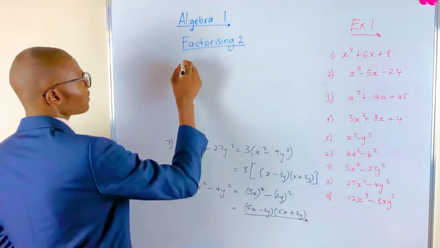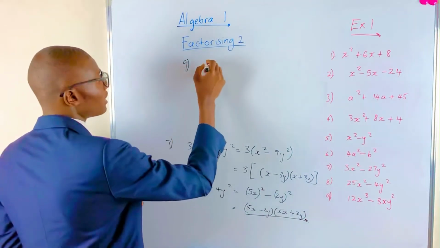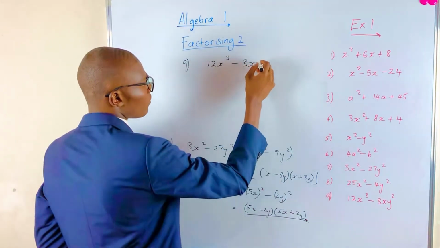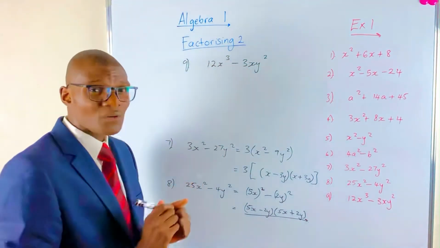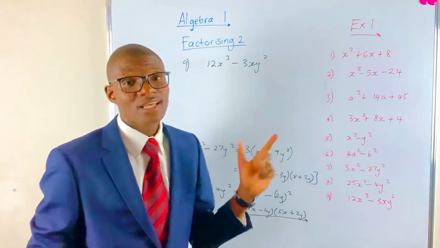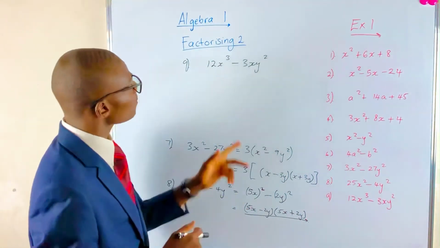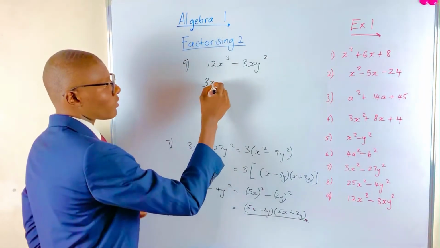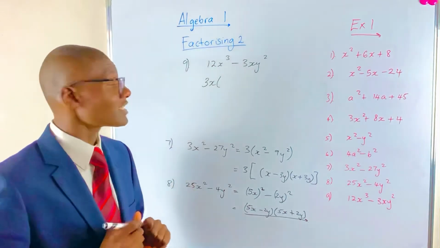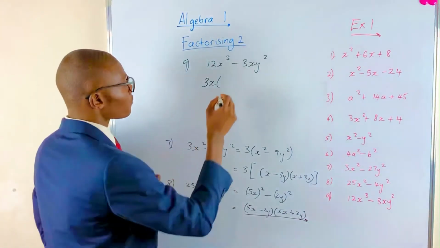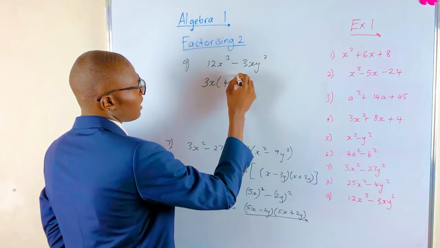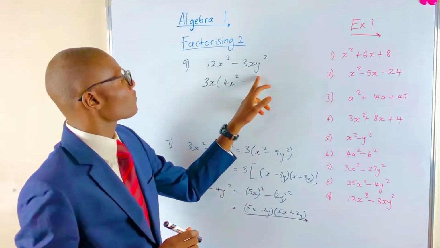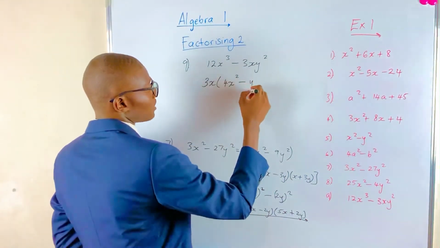Okay, so now to factorize number 9, we've got 12x to the power of 3 minus 3xy squared. As well, we have to first factor out the common factors. Here we see that 3 is common, and x is common, so we can factor out 3x. 3x into 12x cubed, we get 4x squared. Then minus 3x into 3xy squared, we simply get y squared.